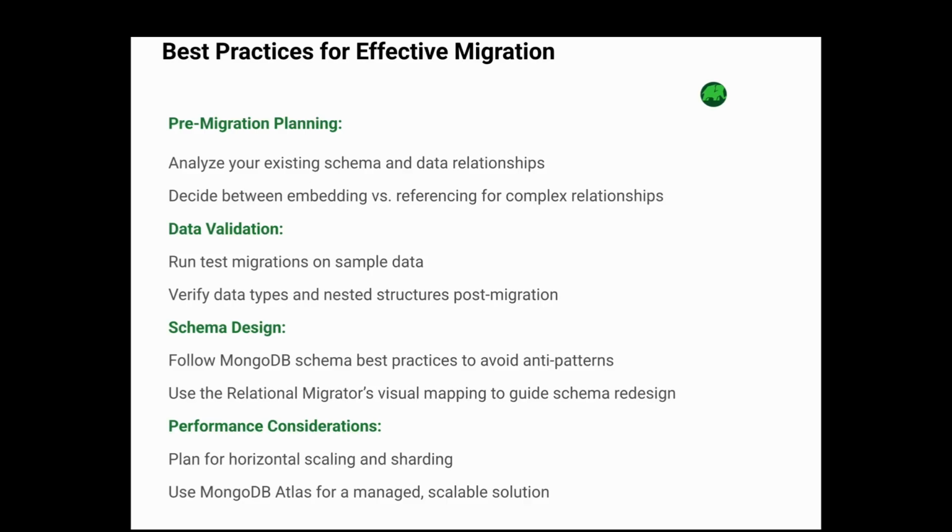Here are some best practices to ensure an effective migration. Analyze your existing PostgreSQL schema and data relationships and decide between embedding versus referencing for complex relationships. Run test migrations on sample data and verify data types and nested structures post-migration. Follow MongoDB schema best practices to avoid anti-patterns. Use the visual mapping provided by the Relational Migrator to guide your schema redesign. Plan for horizontal scaling and sharding, and consider using MongoDB Atlas for a managed scalable solution.